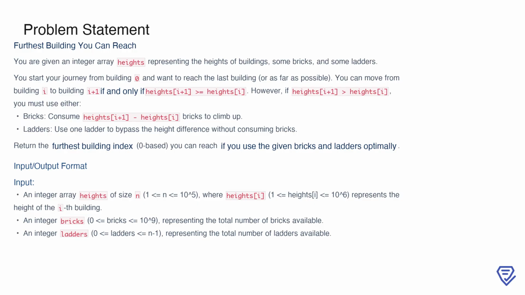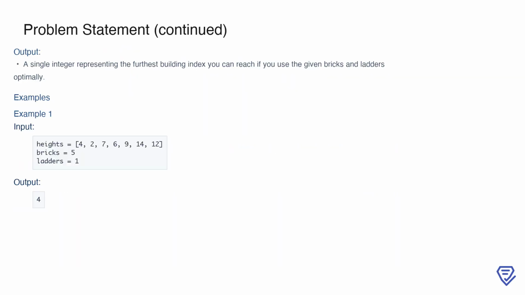To move forward, the next building's height must be greater than or equal to the current one. If the next building is taller, you can either use bricks, consuming the exact height difference, or use a ladder to bypass the height difference entirely. The challenge is to use these resources optimally to reach the furthest building possible, and the output is the index of that building. The output for this problem is a single integer representing the furthest building index you can reach.